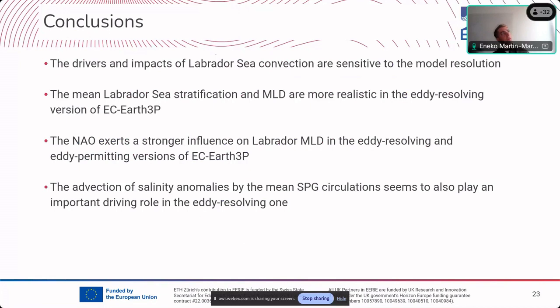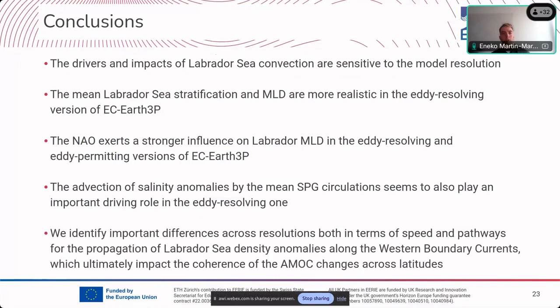In fact, they are related to different time scales. So the atmosphere is more on yearly to yearly variability, and the salinity will be more decadal or multi-year time scales.